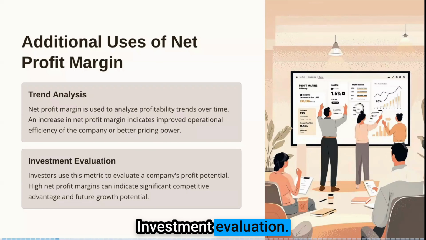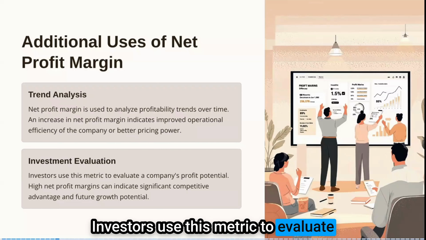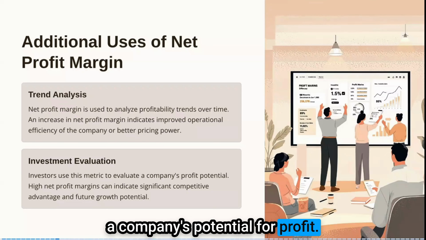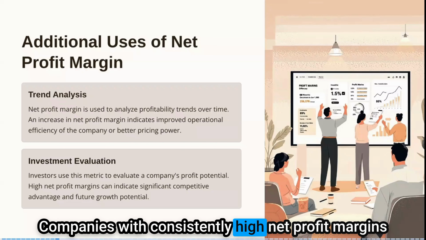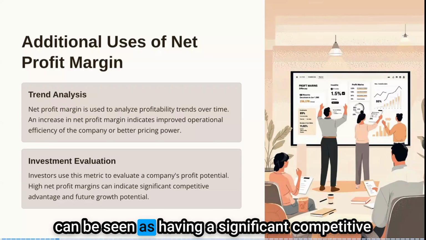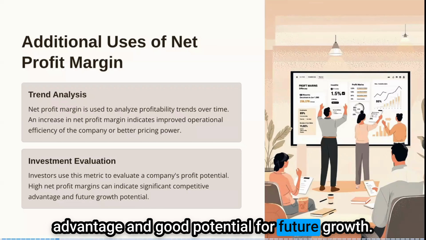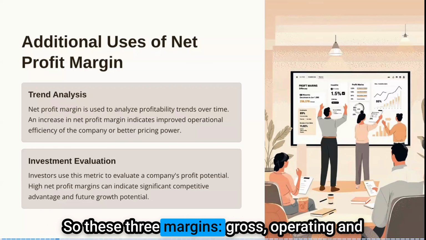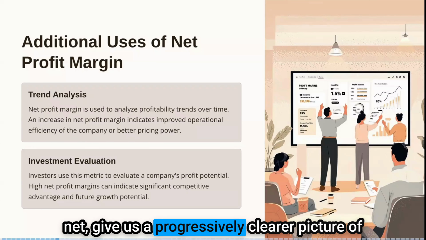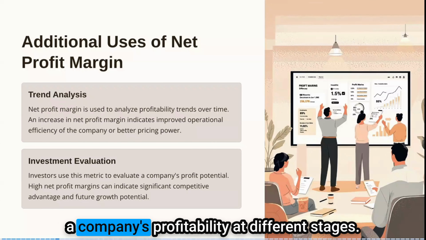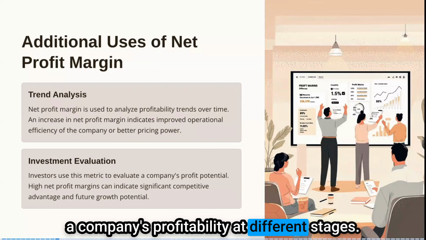Investment evaluation. Investors use this metric to evaluate a company's potential for profit. Companies with consistently high net profit margins can be seen as having a significant competitive advantage and good potential for future growth. So these three margins, gross, operating, and net, give us a progressively clearer picture of a company's profitability at different stages.